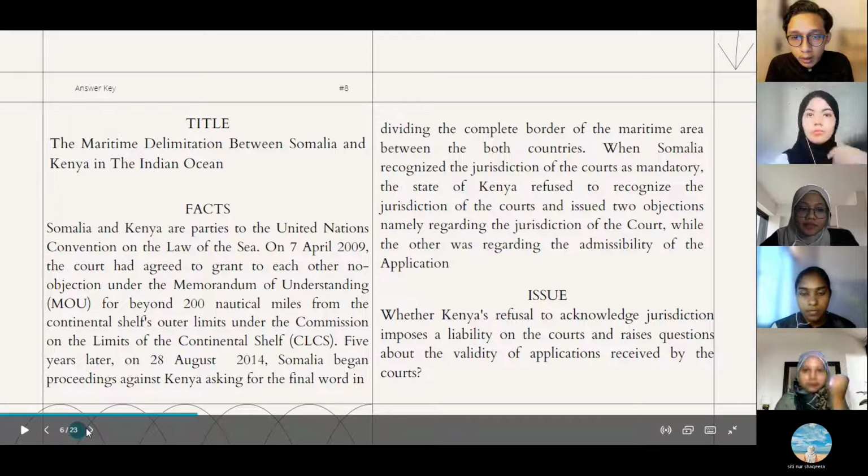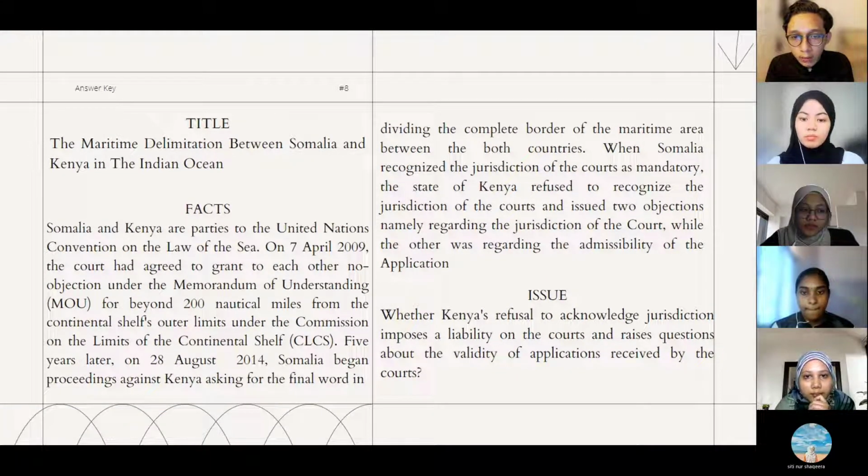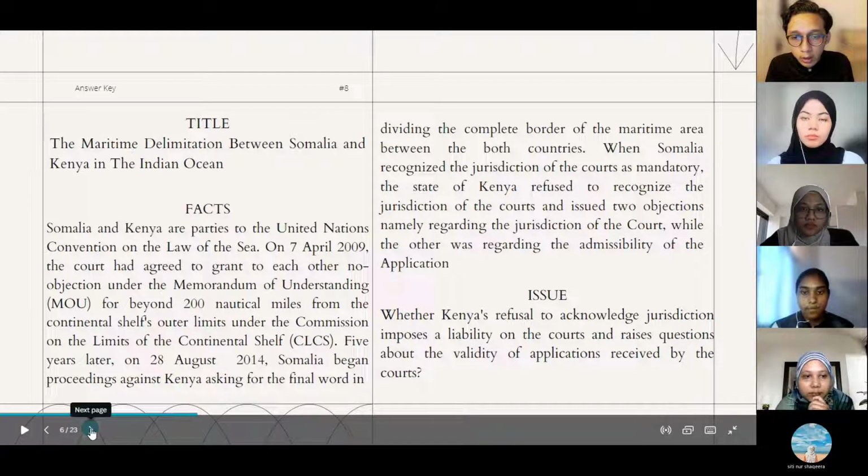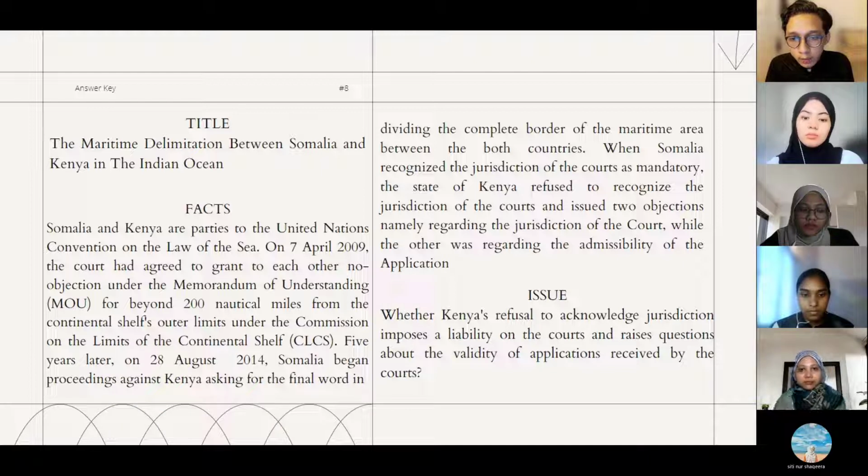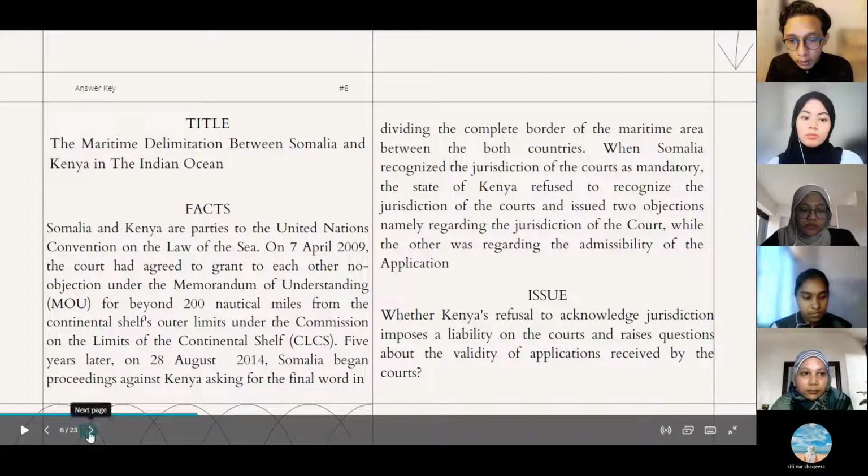Somalia recognized the jurisdiction of the court as mandatory, but Kenya refused to recognize the jurisdiction of the court and issued two objections, one regarding the jurisdiction of the court, the other regarding the admissibility of the application. For the issue: whether Kenya's refusal to acknowledge jurisdiction imposes a liability on the court and raises questions about the validity of the application received by the court.